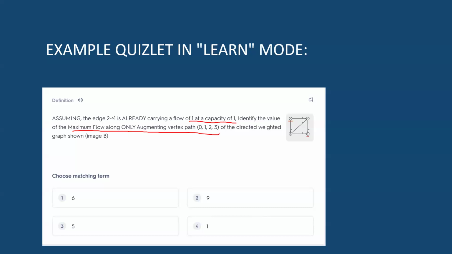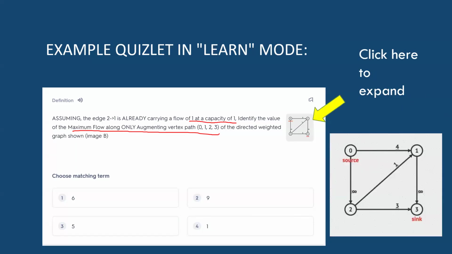So it's basically saying, hey, we've already got some flow along this path, and we want to know what is the maximum flow along 0, 1, 2, 3. Okay. So we want to know what is the maximum flow along this. So we've got some flow on it already. So we can push backwards and get ourselves to a 5, basically. Okay. So, oh, not 5.